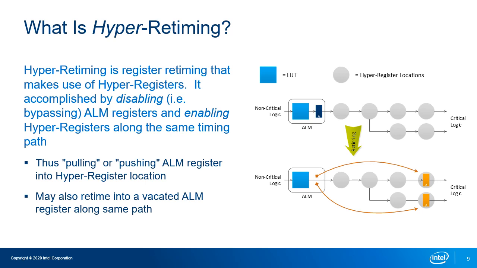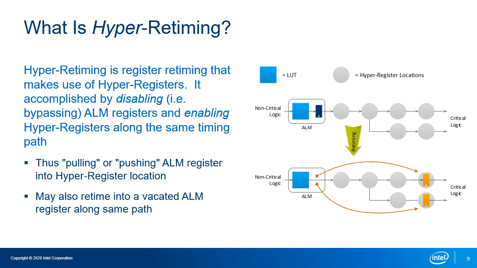Hyper-retiming is retiming that is performed by utilizing the hyper registers found in the Intel Hyperflex architecture. Hyper-retiming is accomplished by bypassing an ALM register and enabling a hyper register instead. Thus it looks as if the ALM registers are being pulled or pushed into hyper register locations. Hyper-retiming is performed automatically by the Quartus Prime Pro software on designs targeting the Hyperflex architecture.